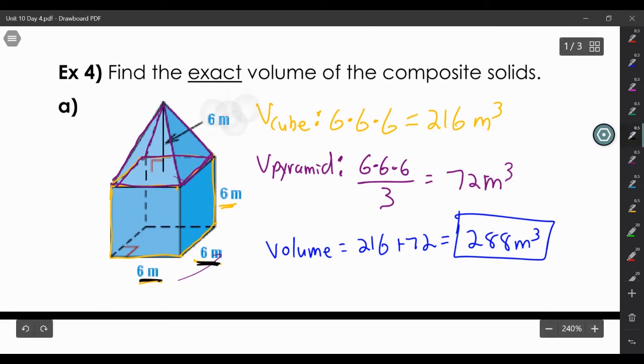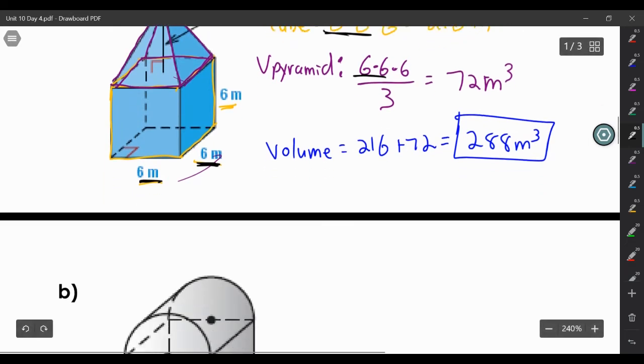So in this one, because the bases were rectangular, you remember squares are rectangles, we could just multiply 6 times 6, and this gave us the area of the base. If you had a different shape base, then you'd have to find the area of that separately and then multiply it by the height. All right, let's look on the next page.